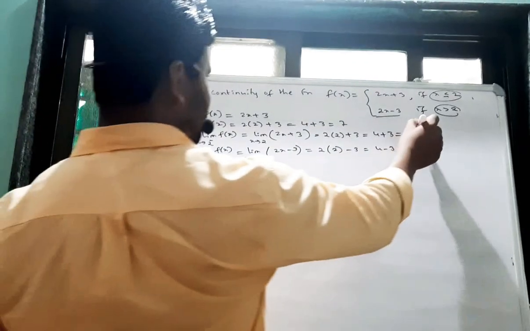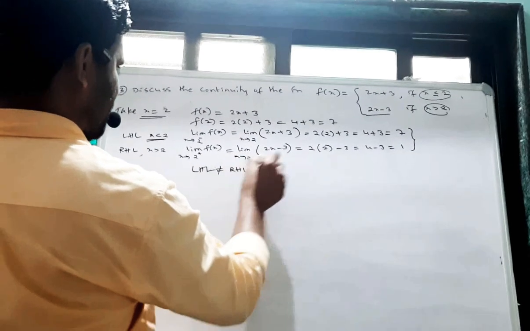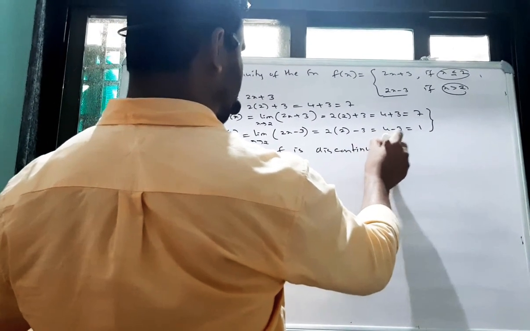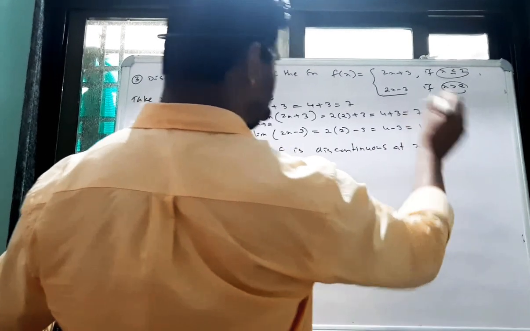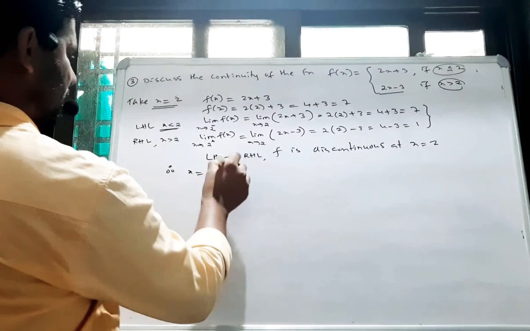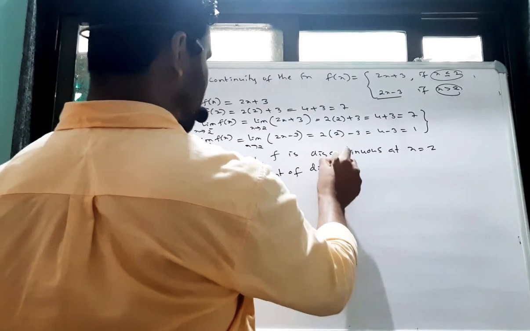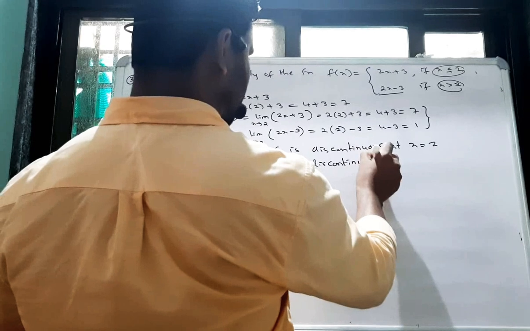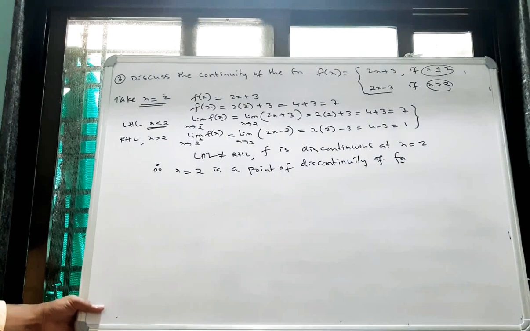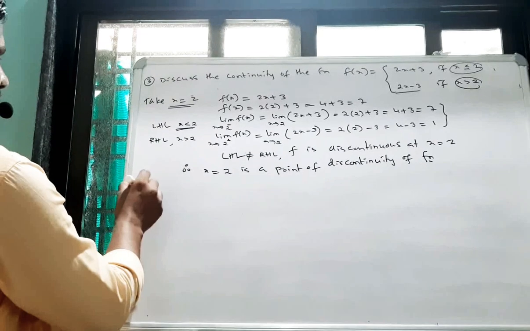So here observe that the left hand limit is not equal to the right hand limit. So the function is discontinuous at x equal to 2. Therefore, x equal to 2 is the point of discontinuity of the function. Since at x equal to 2 the function is discontinuous, x equal to 2 is the point of discontinuity. Like this, one more example we see further.